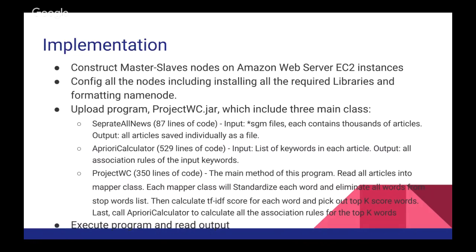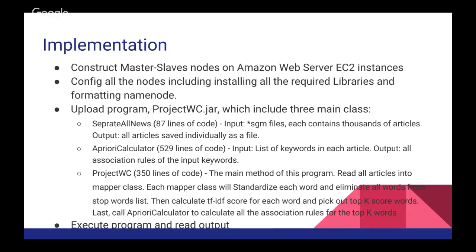Firstly, we need to construct the nodes on the Amazon Web Server EC2 instance in master and slave fashion. Then we configure all the nodes, including installation of the required libraries such as Hadoop and Java. Then we format the name node, and then we upload the program, project.wc.jar. This jar file will include 3 main classes.